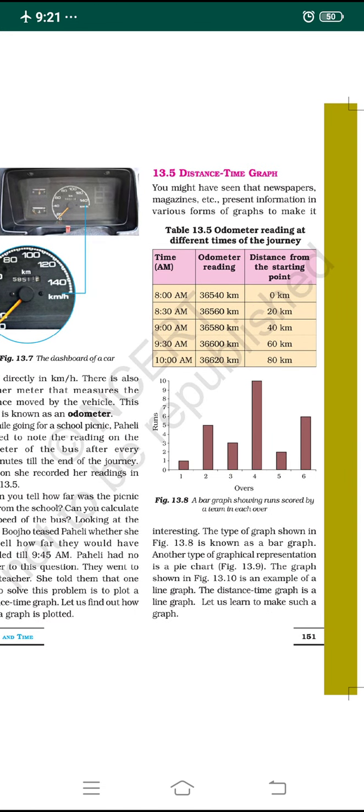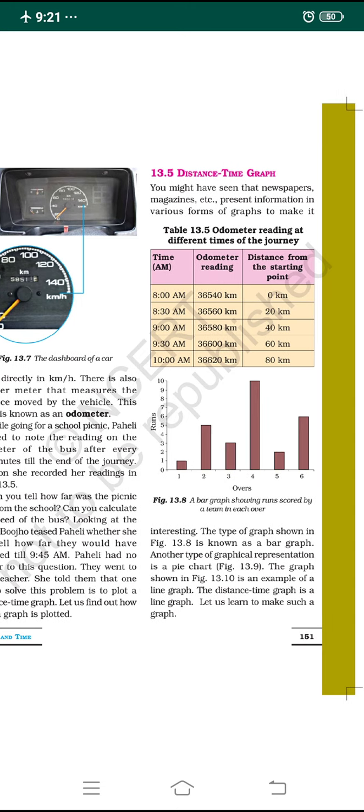There are a variety of graphs: pie graph, bar graph, line graph. The type of graph shown in figure 13.8 is an example of a graphical representation method known as a bar graph. There is another type of graphical representation of data or information, the pie chart. Like the bar graph, information can also be represented through a method known as a pie chart. That is shown in figure 13.9. Let me show you the next page.